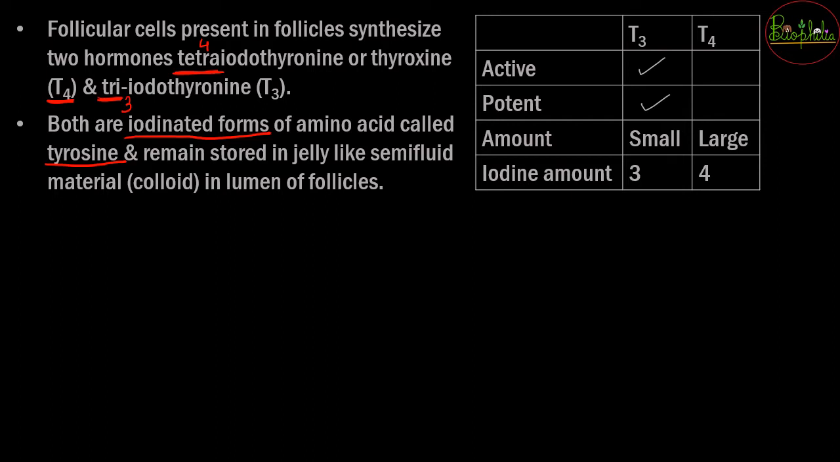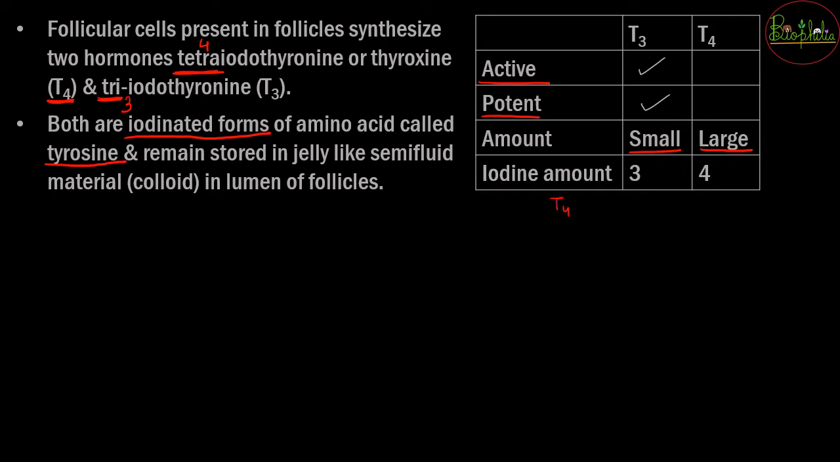So what is the difference between T3 and T4? The most active of the two is T3. The more potent, the one that works more effectively, is T3. The amount of T3 released is small and the amount of T4 is large. So a very important thing to remember is that the amount of T4 is large.